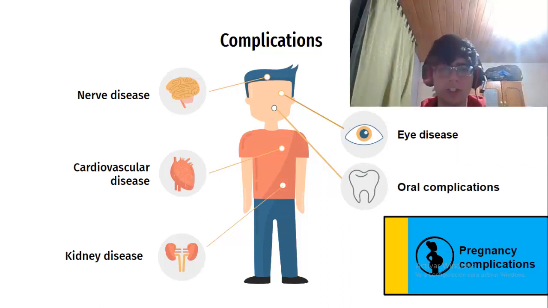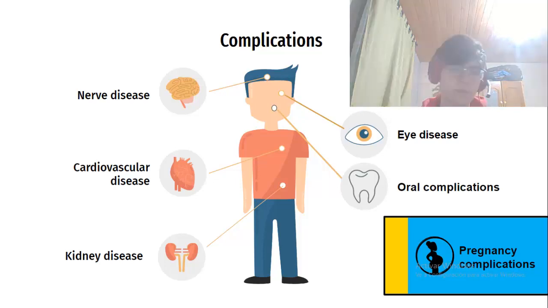Oral complications. People with diabetes have an increased risk of inflammation of the gums, periodontitis, if blood glucose isn't properly managed. Periodontitis is a major cause of tooth loss and is associated with an increased risk of cardiovascular diseases.